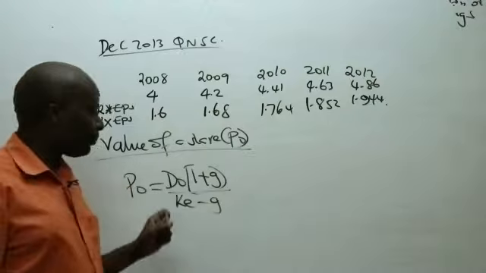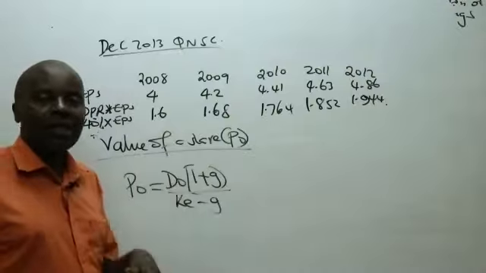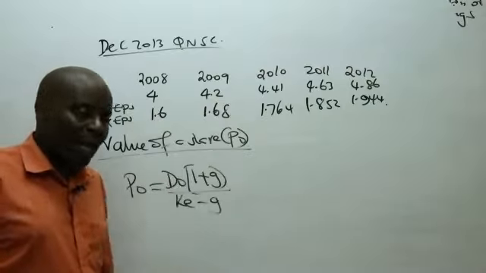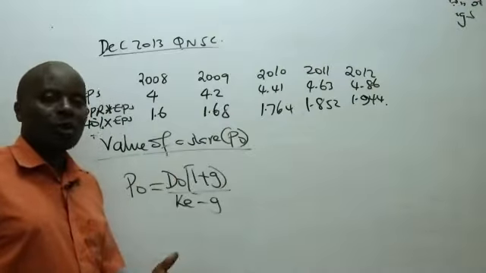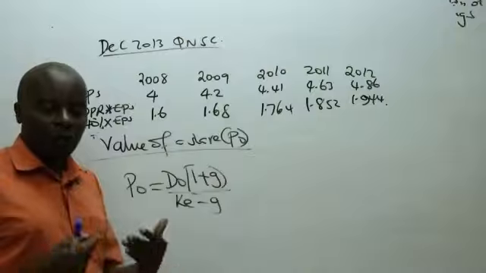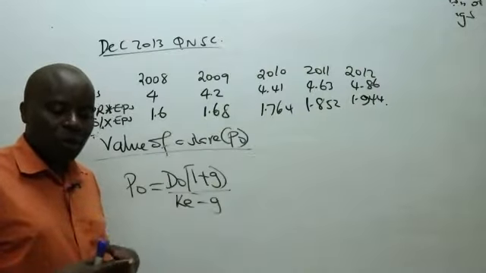Current market price is the same as the value of a share. D0 is the current dividend per share. Then we have g, the growth rate. ke is the cost of equity. In the absence of the cost of equity, use the cost of what here?